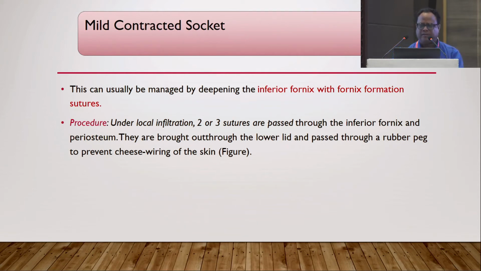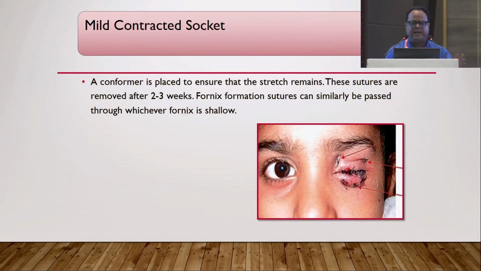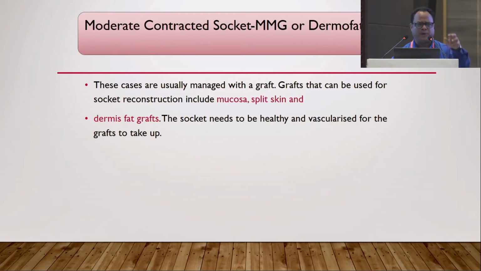So we can look at all these factors, and then, as I already mentioned, we can go for socket expansion by different conformers with a fornix forming suture. This is one of the easy ways, and then we can go for the ultimate. Once it achieves some amount, then we can go for a permanent solution, either a secondary ball implant or a dermofat graft.